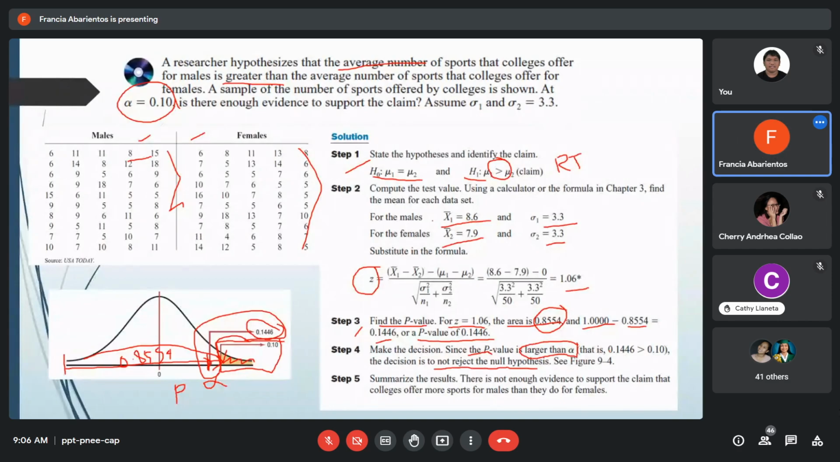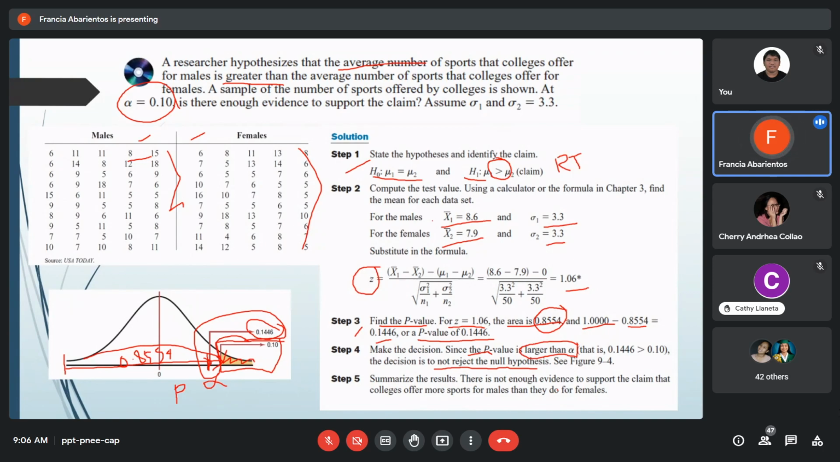Inuulit-ulit ko lang to, class. When it comes to p-value, okay, you do not reject the null hypothesis. After that, you need to summarize the results now. So, there is not enough evidence to support the claim that the colleges offer more sports for females than they do for males. So, syempre madali pag mag-compute ka ng mean, median, mode, and the standard deviation that is needed in the problem.